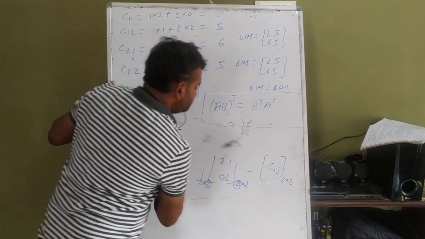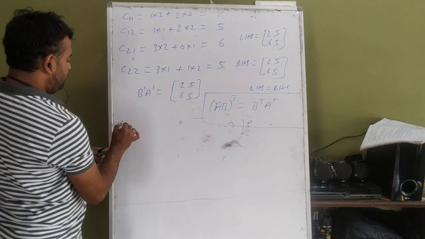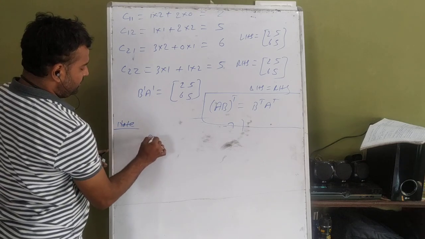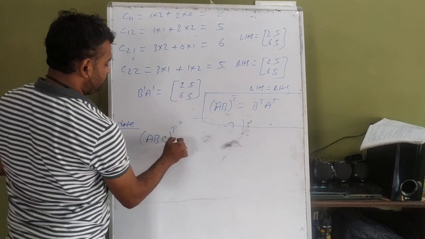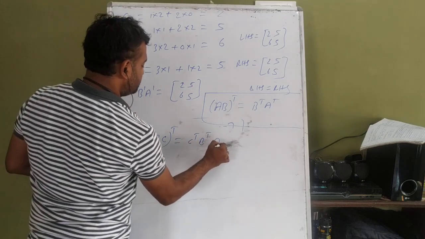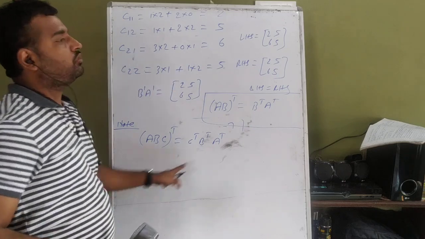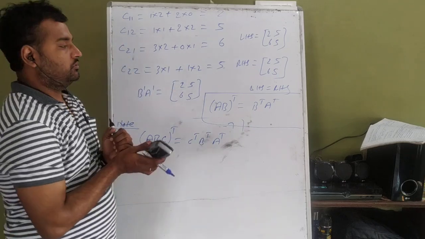Now, this is for two matrices. This is a very important point: if you are taking the three matrices ABC whole transpose, then the order will be reversed: C transpose, B transpose and A transpose. This is called the properties of the transpose of matrices.